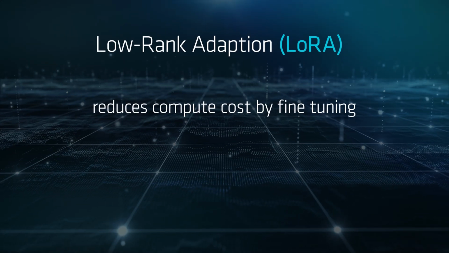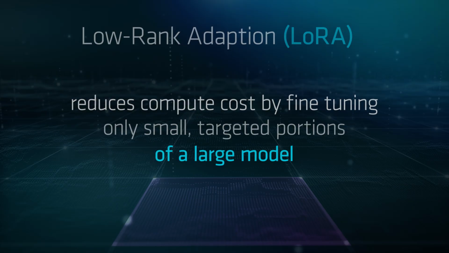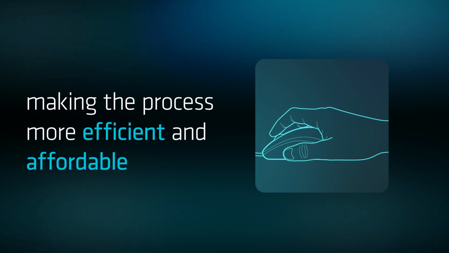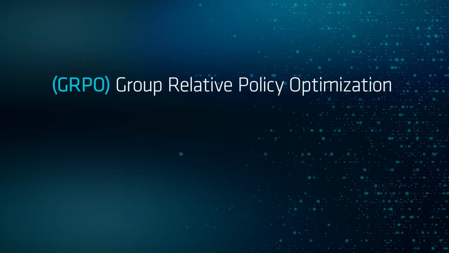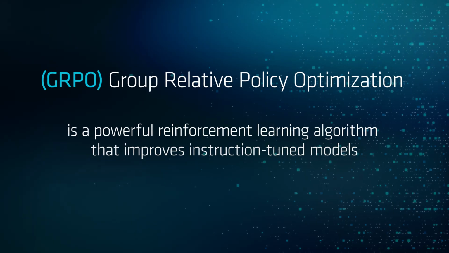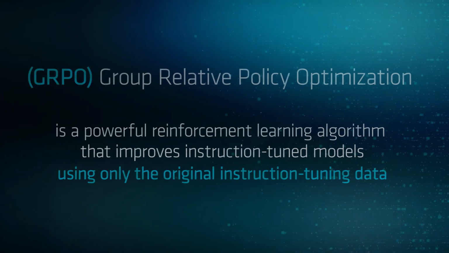LoRA can help reduce compute costs by fine-tuning only small, targeted portions of a large model, instead of retraining the entire thing, making the process much more efficient and affordable. GRPO is a powerful reinforcement learning algorithm that improves instruction-tuned models using only the original instruction-tuning data.